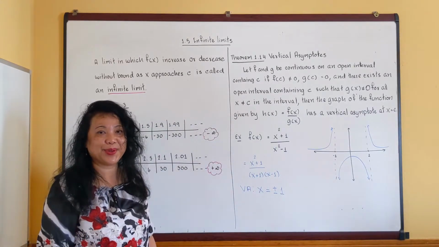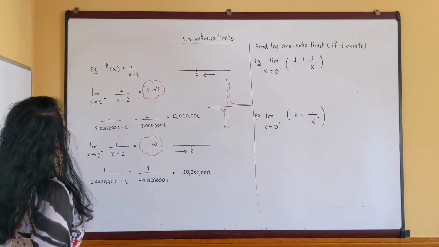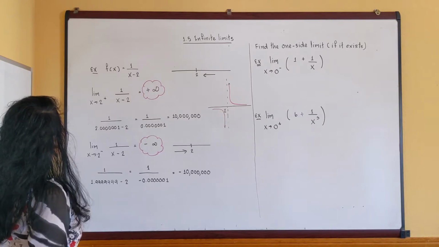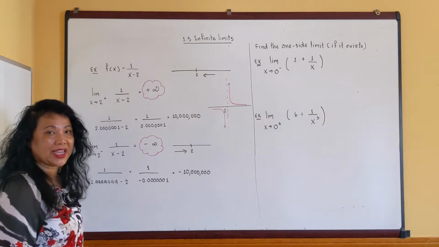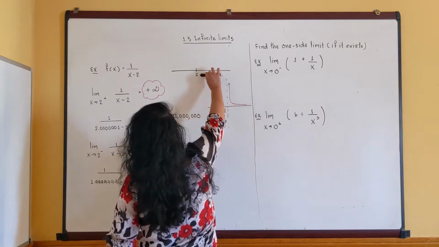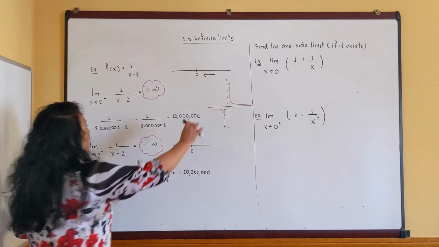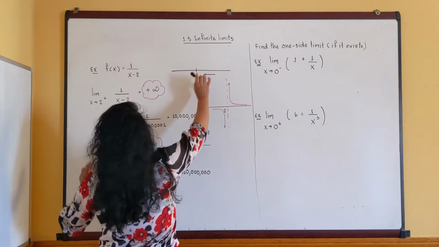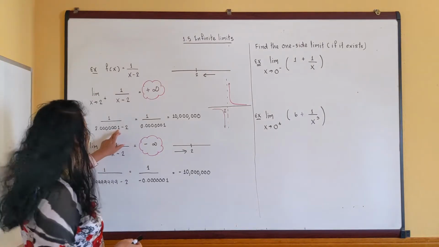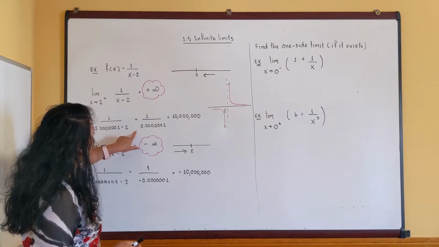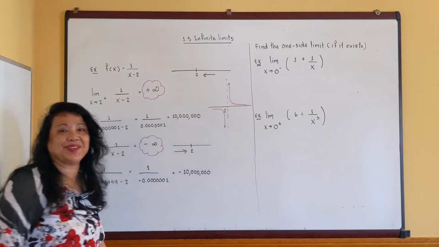Let's look at more examples. I have f of x equal to 1 over x minus 2. Now, let's say I let x approach 2 from the right. From the right is from this side here. To figure this out, I'm just going to pick a random number very close to 2. So I pick 2.0000001, minus 2, so I get this, I divide, I get a big number. Obviously, as it gets closer and closer to 2, you're going to get positive infinity.